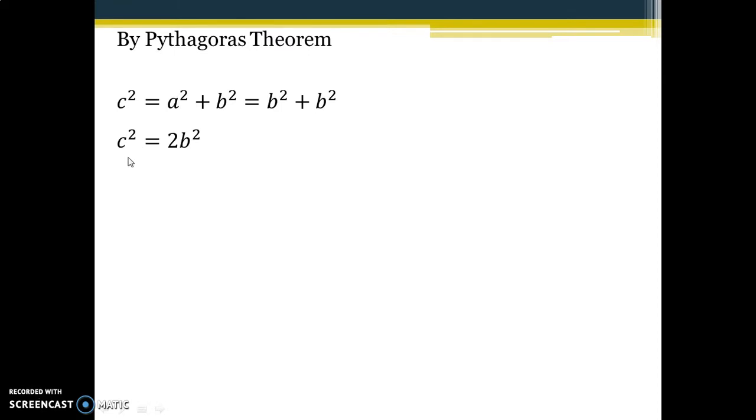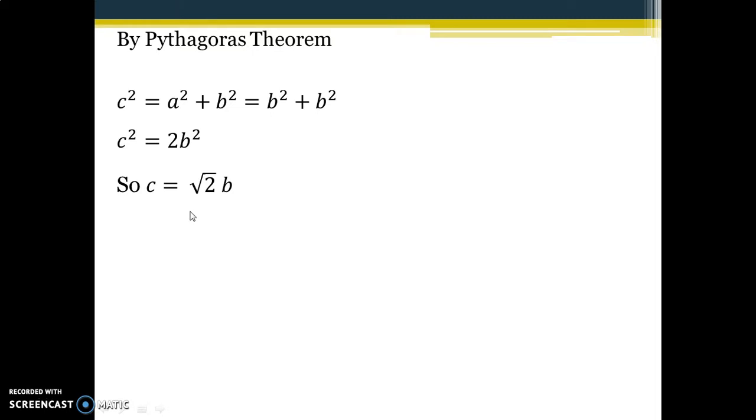So what do I get over here? c square is equal to 2b square. Now taking the square root on both the sides, what do we get? We get c is equal to root 2 b. So basically we have found the relation between the sides of the triangle. One relation is a is equal to b, which we saw in the previous slide, and this is the second relation, c is equal to root 2 b.